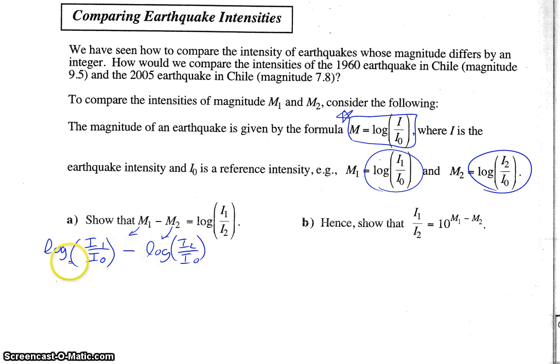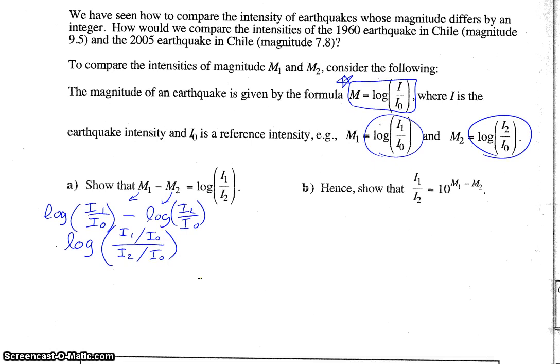We're subtracting 2 logs. They're both base 10 because there's no base written. So we could use our quotient law for logarithms and write that as dividing within 1 log: I1 divided by I naught over top of I2 divided by I naught. You remember the old saying, dividing by a fraction is the same as multiplying by the reciprocal. So that would become I1 over I naught times the reciprocal of what's on the bottom, so I naught over I2. And then we can reduce any common factors.